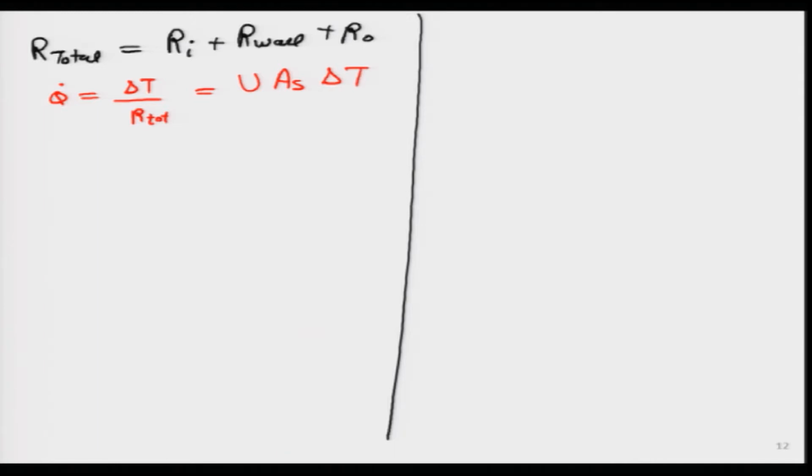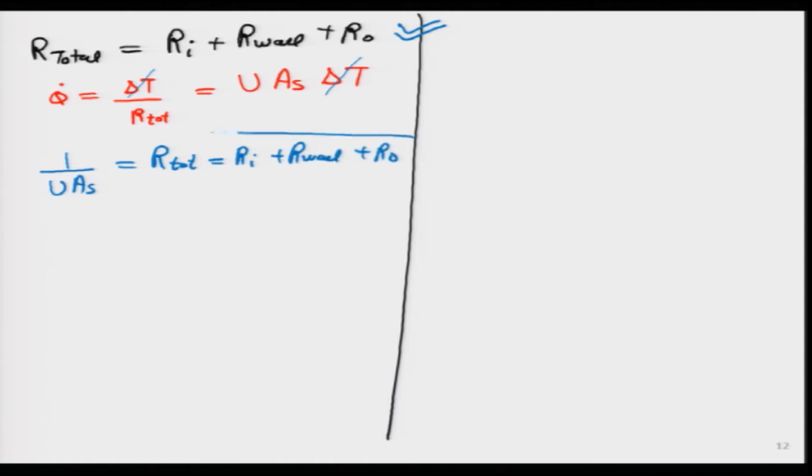So, if I equate these two equations, delta T will cancel out here and here, and what I get is essentially that the inverse of U A s is actually R total, which we have already defined over here. Which means this is equal to the first term plus R wall plus the last term. So, from here I can get the value of U.